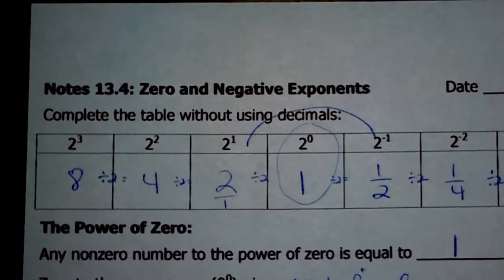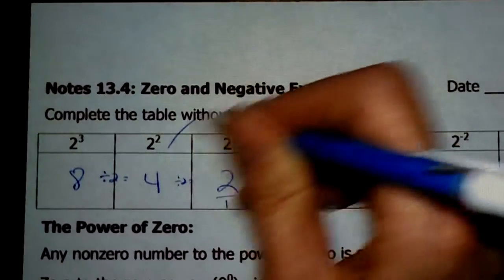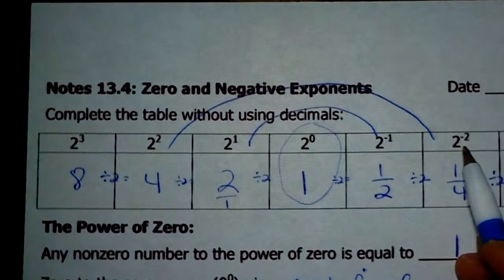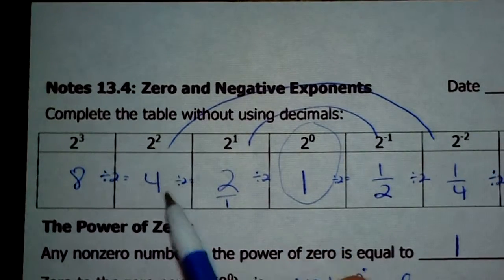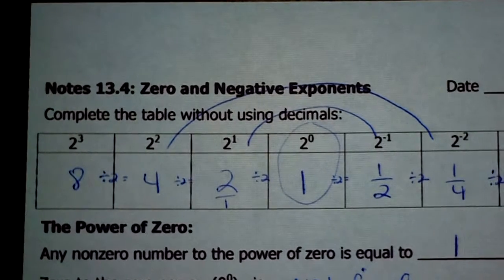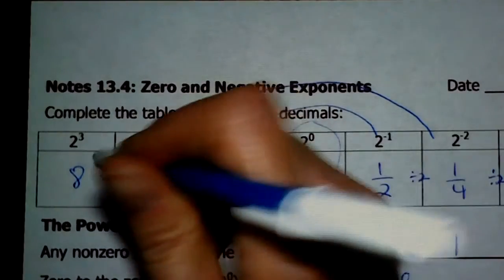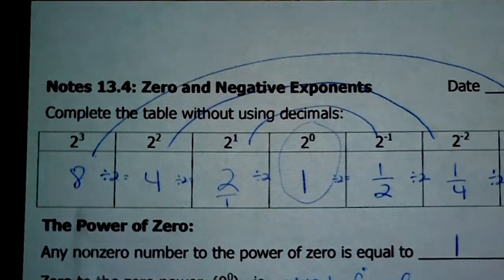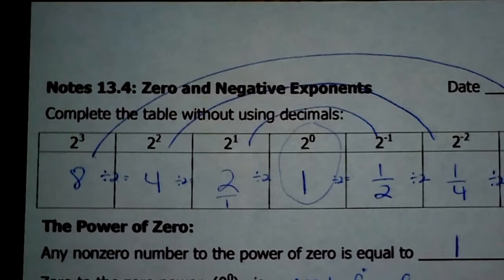And take a look at the others. You have 2 to the second power compared with 2 to the negative second power. 2 squared is 4. 2 to the negative second power is 1 over 2 squared, which is 1/4. And the same happens with 2 to the third power and 2 to the negative third power. We have 8, and we have 1/8.